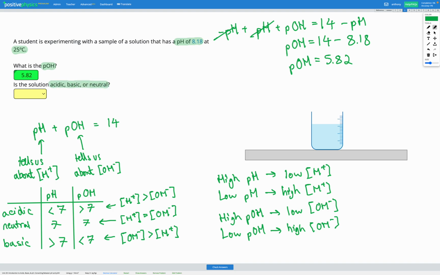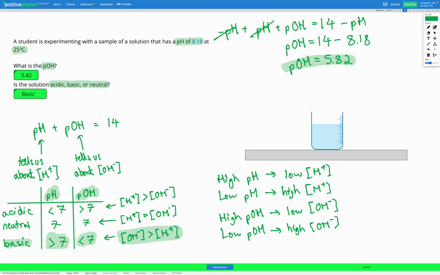So we know our pH is 8.18, which is greater than 7. So our pH is greater than 7. We know our pOH is 5.82, which is less than 7. So pOH is less than 7. That tells us we have a basic solution. And remember, a basic solution means the concentration of OH minus is greater than the concentration of H plus.